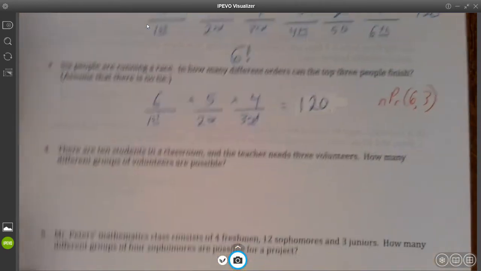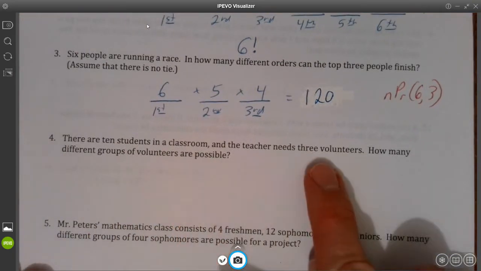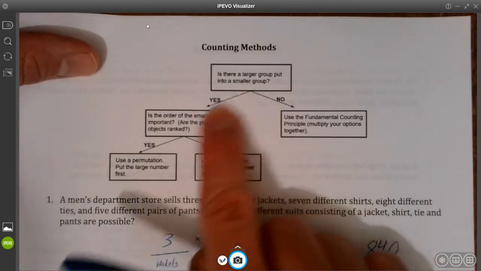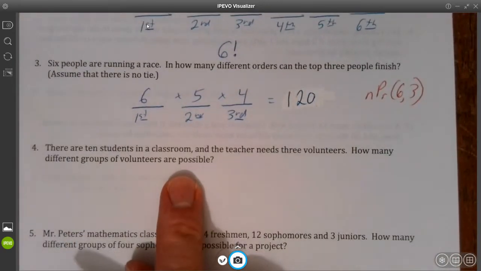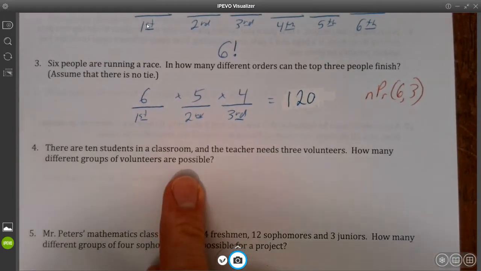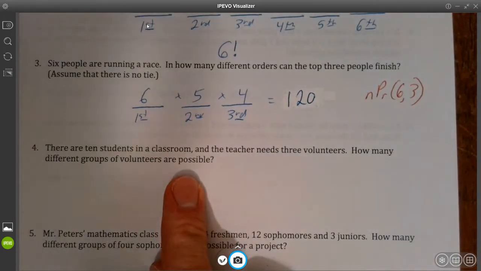Number 4, 10 students in a classroom and the teacher needs 3 volunteers. Whoa, now, hold up. Big group put into a smaller group? Yes. Let's keep reading. How many different groups of volunteers? They never ranked the volunteers. They were never like, okay, you're the supreme volunteer and you're second volunteer. So this is a combination.